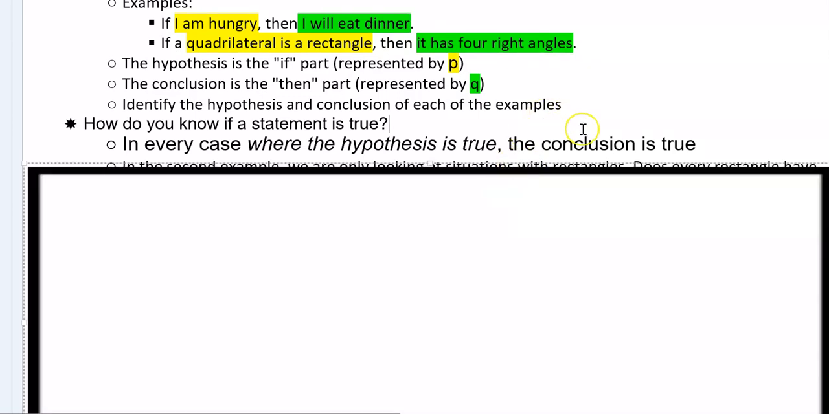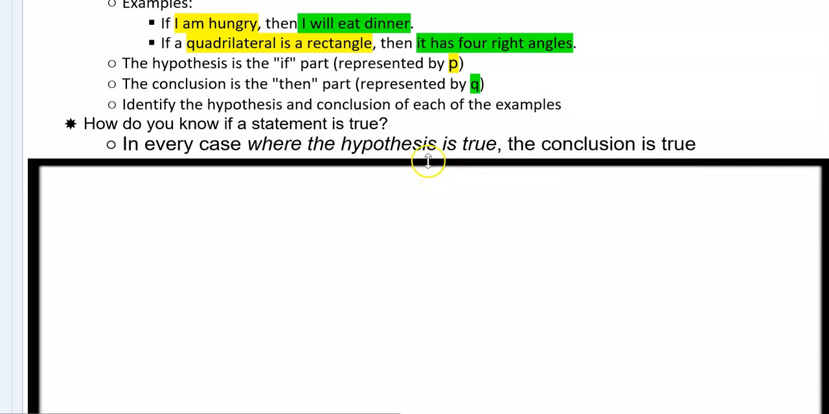So how do we know if a statement is true? In mathematics, having something be true is very, very important. So when you're looking at if a statement is true, you are only looking at the cases that apply to the hypothesis. And if the hypothesis is true and the conclusion is always true, then we have a true statement. So let's consider our first statement. If I am hungry, then I will eat dinner.